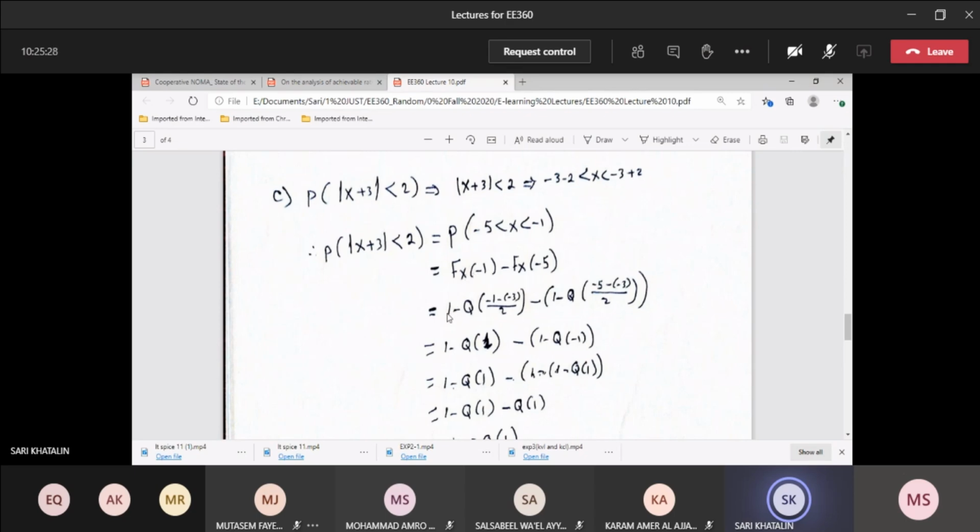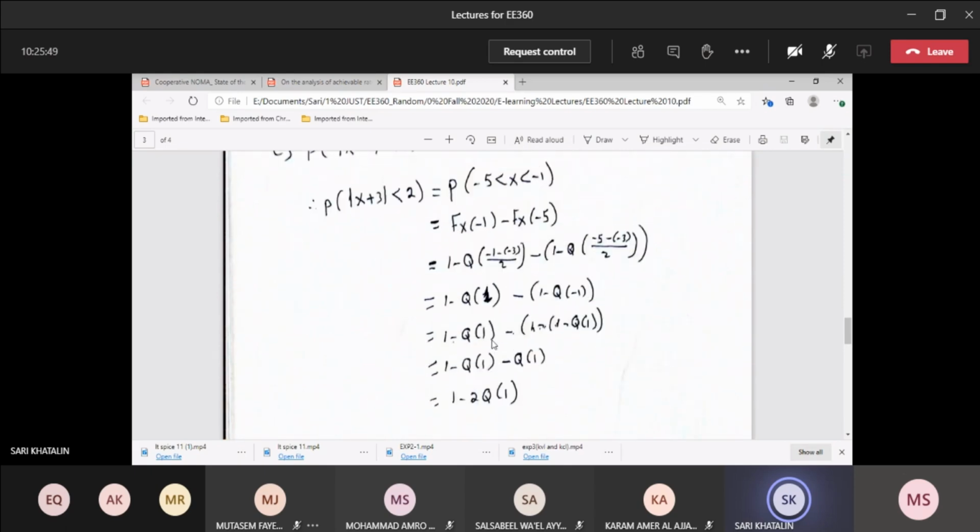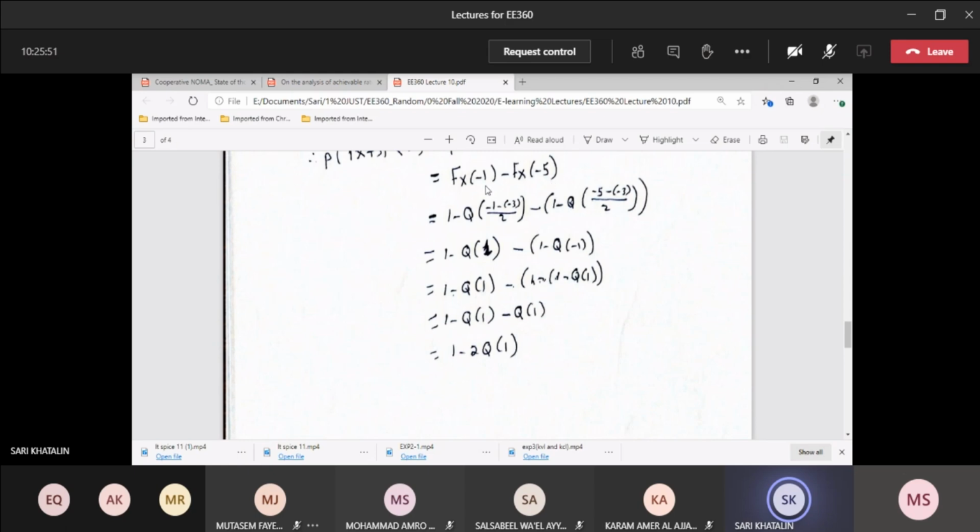So the first one will be 1 minus Q, and of course x is minus 1, and m, which is the mean, is minus 3, divided by 2. The same thing for the other part. And after you do the math carefully, the end result will be 1 minus 2Q of 1. Now, if you decided to do it in phi, you just plug in phi here instead of Q.